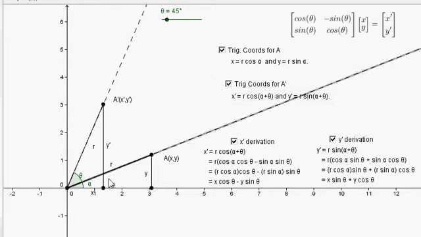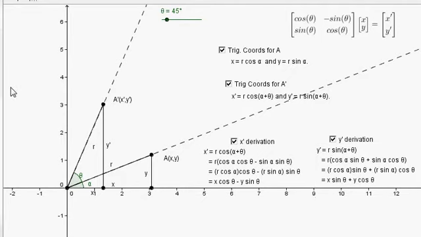If you know x and y and you know the angle, you can compute these things. X prime is going to be the x coordinate times cosine of theta, whatever that angle is that you're doing the rotation by, minus the y coordinate of A times sine of theta. Y prime is x sine theta plus y cosine theta.